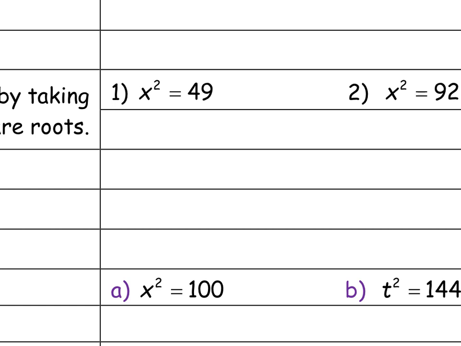X squared equals 49. What do I do to get x by itself? Square root it. And if I square root one side, you have to do it to the other. So what's the square root of x squared? X. And what's the square root of 49? 7. Or, there's two numbers.